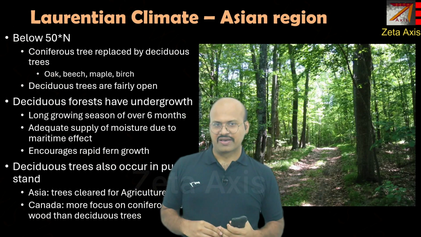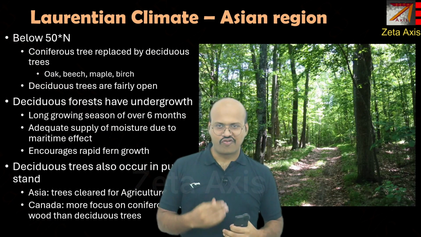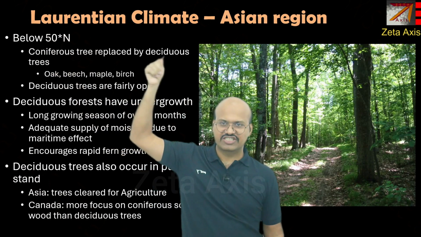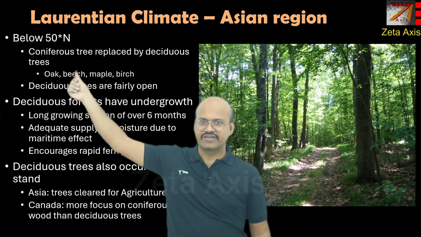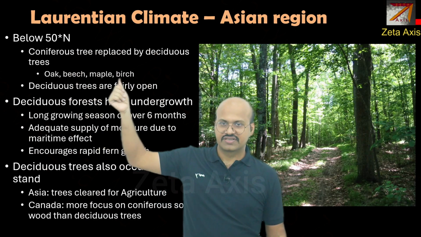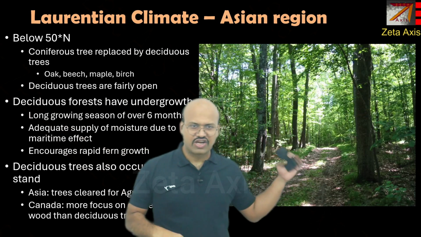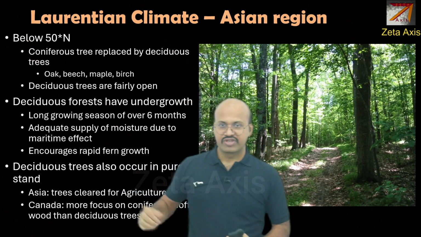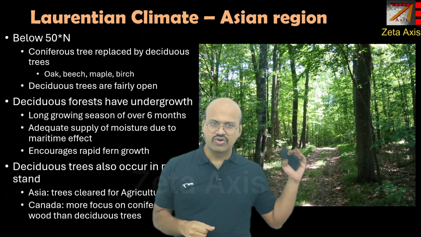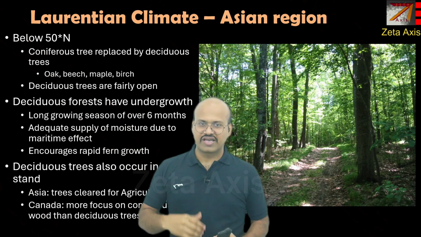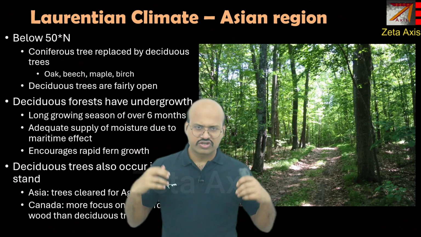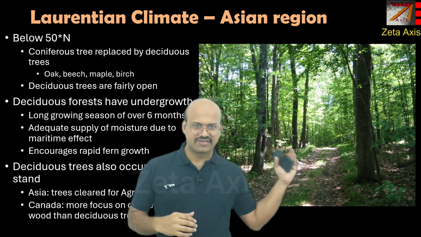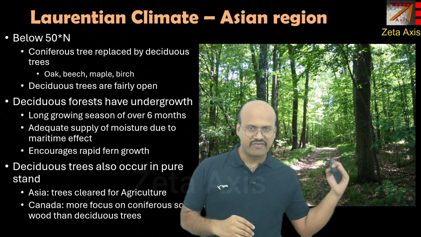Now, if we see the Laurentian climate, then there are different types of vegetation of forests over here. If you are going below 50° north, then the coniferous tree is replaced by deciduous trees. And here we have main species of oak, beech, maple and birch. Deciduous trees are fairly open. Fairly open means that there is not very large undergrowth between the trees. Deciduous forests do have undergrowth, but it is less compared to the evergreen forest, where we can see that lots of different types of trees or ferns grow together. So here there is some distance between the trees, but they do have undergrowth.